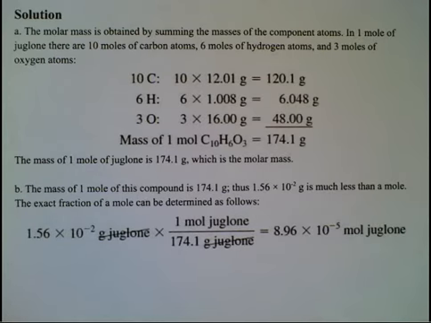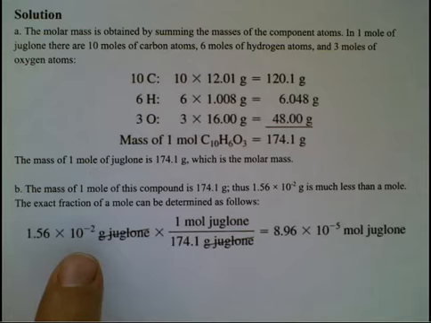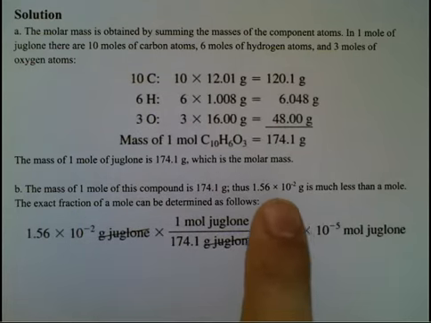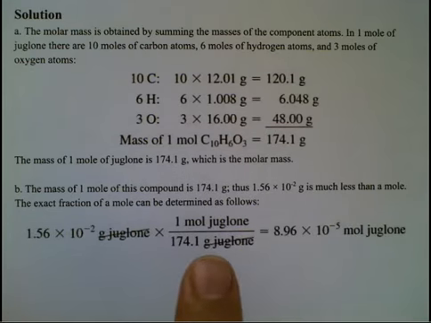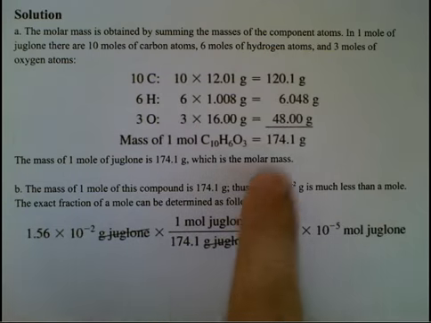For the second task, the mass of 1 mole of this compound, like we just calculated, is 174.1 grams. Thus, 1.56 times 10 to the negative 2 grams is much less than a mole. The exact fraction of a mole can be determined as follows. So we take the mass that we have from the question, right? And we use the molar mass of the substance, which we just calculated to be 174.1 grams.